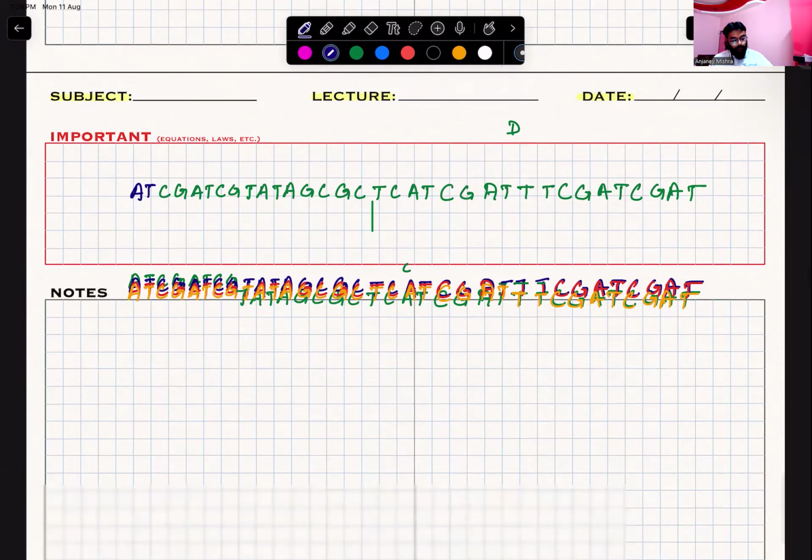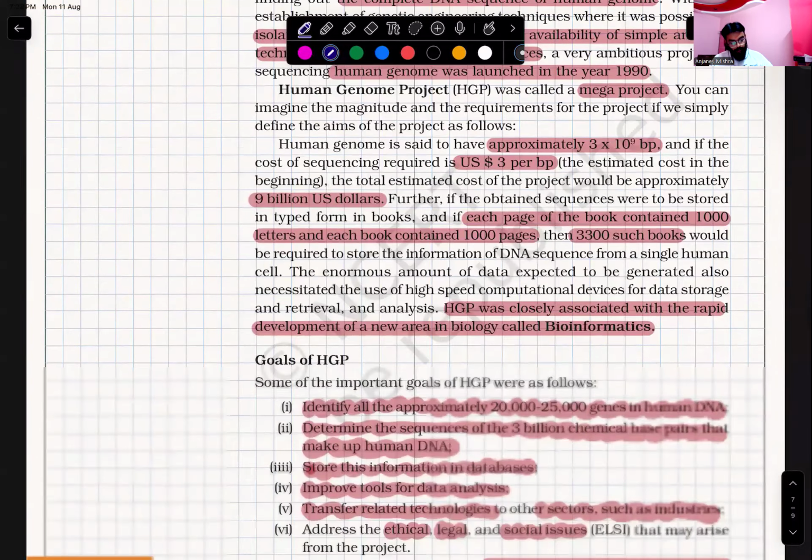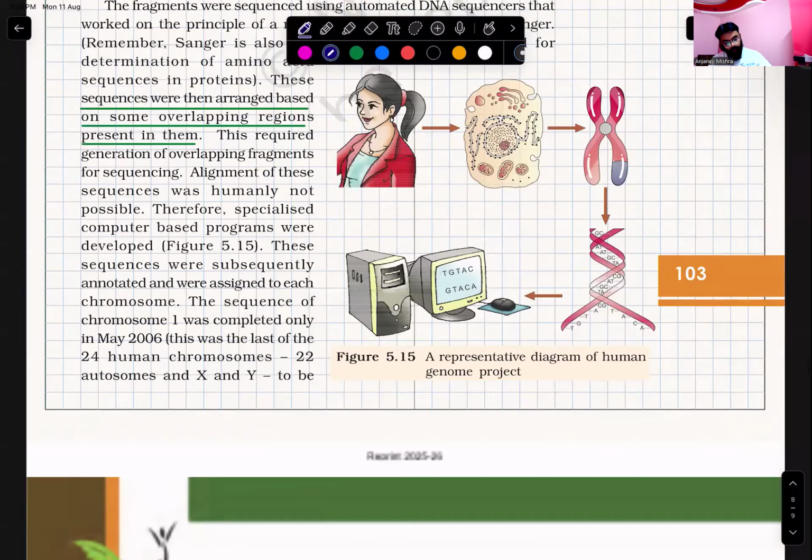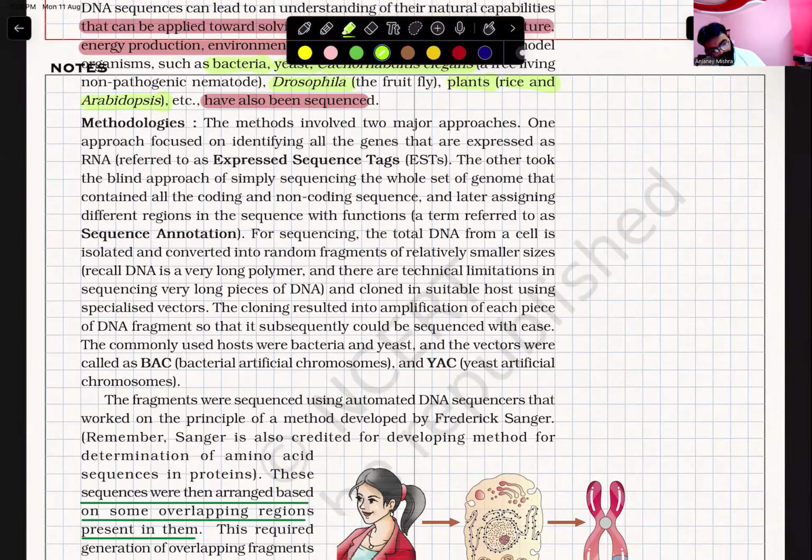Got it. Now look over here. Look at the methodology. What does it say? It says the method involves two major approaches. One approach is on identifying all the genes that are expressed as RNA. This is called expressed sequence tagging. The other was the blind approach of sequencing the whole set of genome. The whole set of genome contains all the coding and non-coding sequence, and later assigning different regions with sequence and function. First they are saying that we will sequence everything, and on the basis of what we have sequenced, we are going to annotate that this part is coding and this part is non-coding. Is that okay?